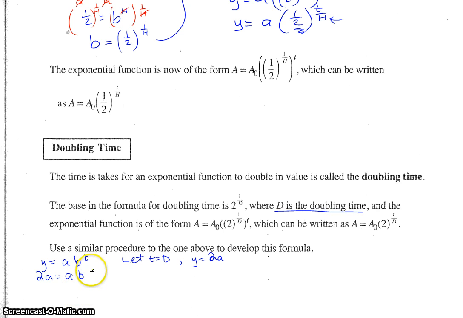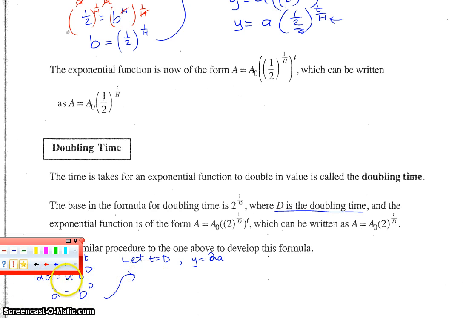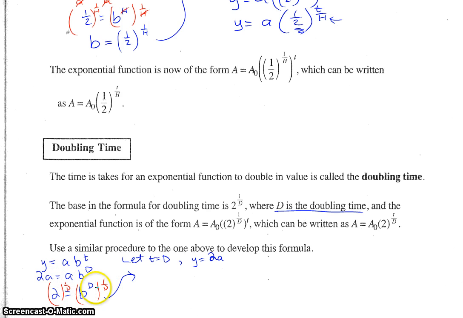All right, so then T becomes D. We're going to do exactly what we did before. Divide both sides by A, which means we'll have 2 equals B to the D. And then we're going to do the reciprocal exponent on both sides. So 1 over D, 1 over D. Okay, and that leaves now B equals 2 to the 1 over D.